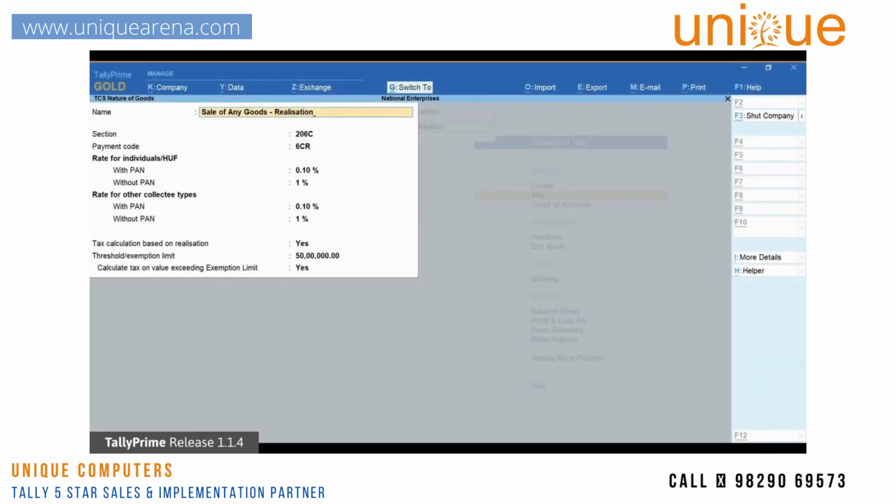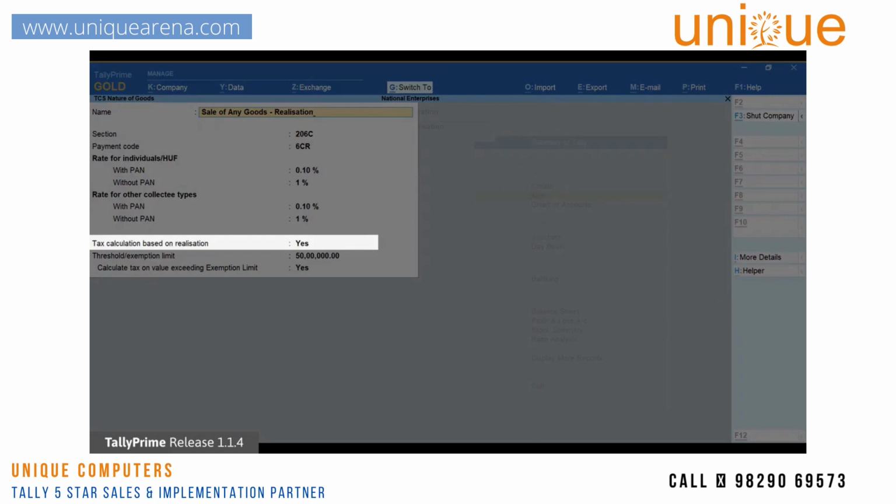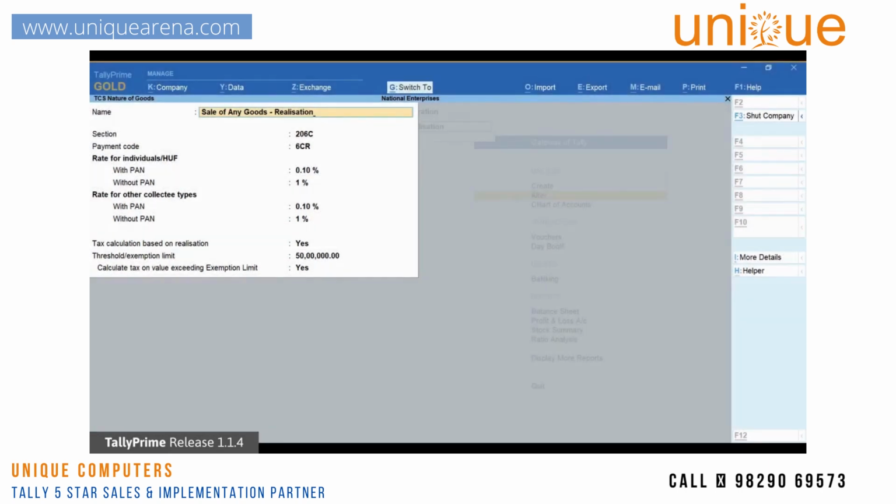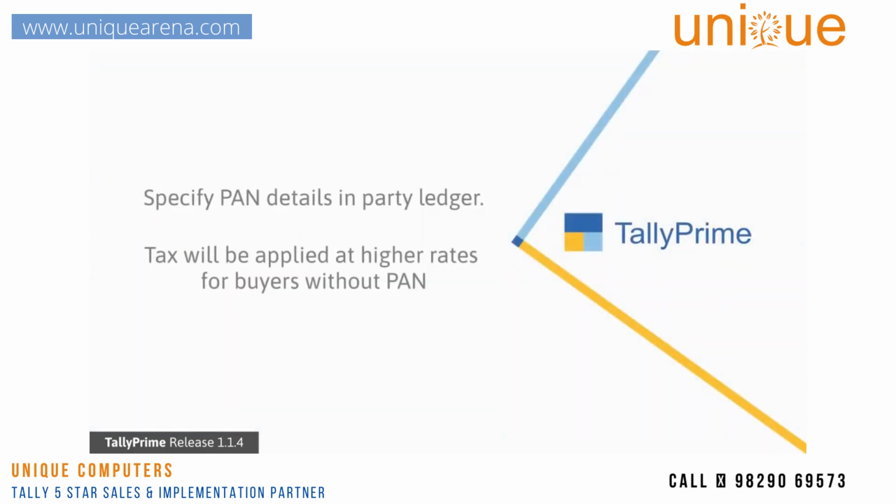Businesses that follow calculation of TCS for sales of any goods on realization basis will have to create nature of goods as sale of any goods, set the option tax calculation based on realization to yes, and enter the threshold exemption limit as 50 lakhs. Therefore, tax will be calculated only on value exceeding 50 lakhs. Further, it is important to specify PAN details in Ledger Master of the TCS party. As you know, tax rates are different for the PAN and without PAN parties.